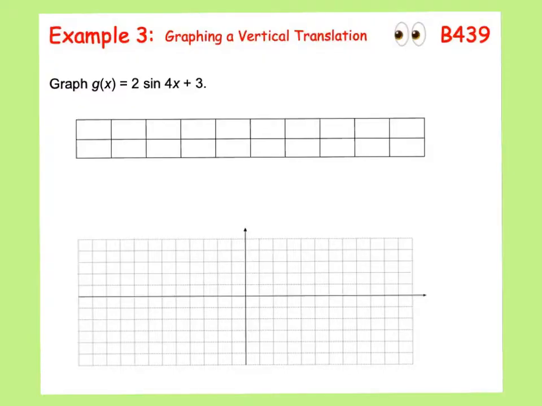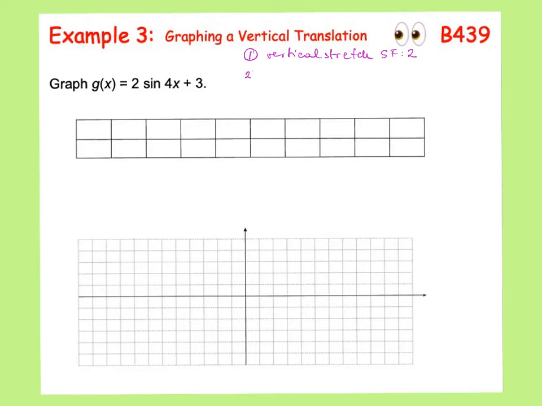Let us look at this new graph, which is g of x equals 2 times sine 4x plus 3. So first let us describe the transformations in here. Transformation number 1 is a vertical stretch by a scale factor of 2.